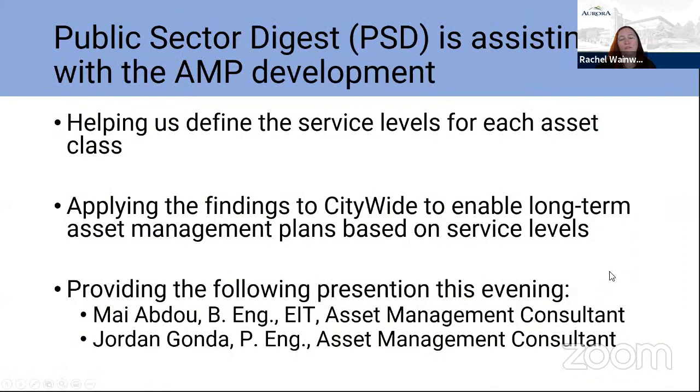To do this, we have our consultants from Public Sector Digest here to help us with our asset management second generation plan development. They are helping us with defining the service levels for the various asset classes, and they are also helping us by operationalizing our asset management plan through our asset management planning software, which will help us develop longer term capital planning as we move forward. So at this point, I would like to invite Mai and Jordan from Public Sector Digest to take over on the presentation. They are providing some information for you. There are no decisions to be made or required this evening. This is an opportunity for them to present information to you as we develop our asset management plan. So Mai, I believe you're starting off.